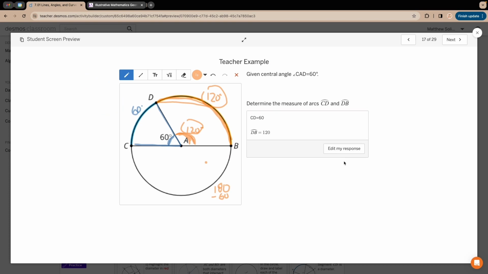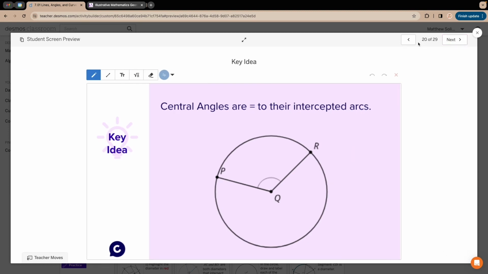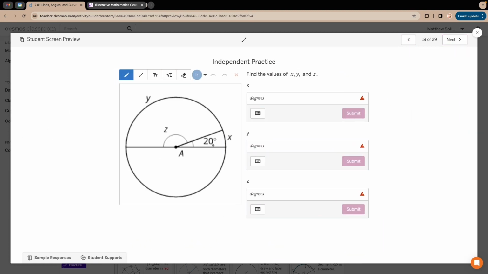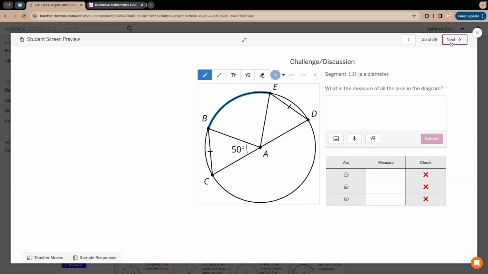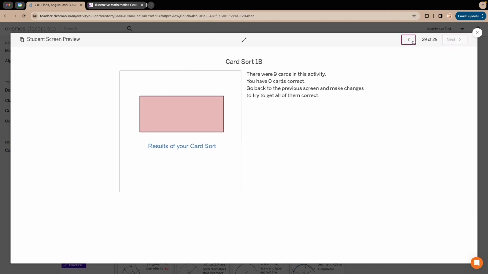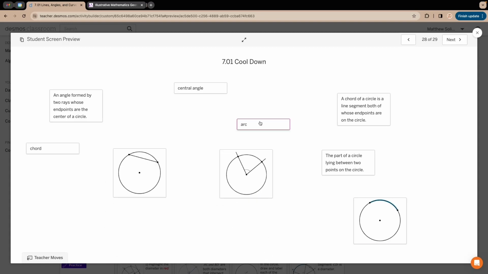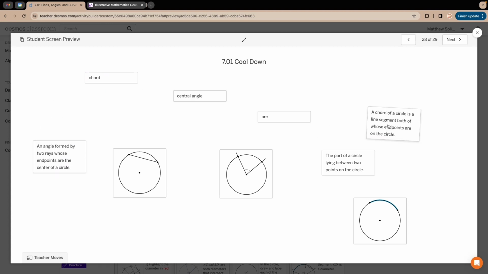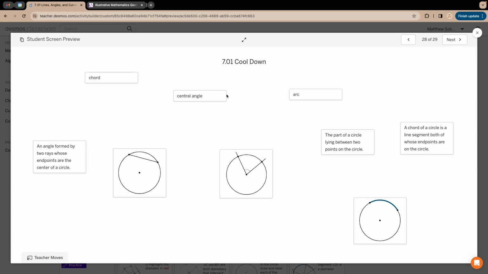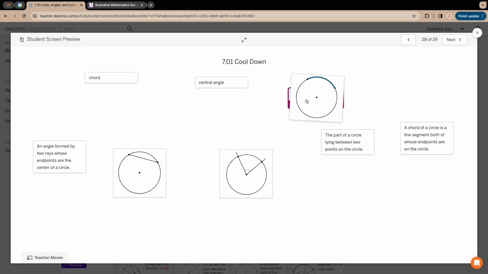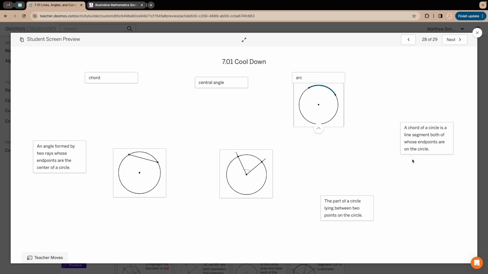All right, on the cool down, it's really just vocab, but we did some practice problems with finding missing angles and missing arcs. So you could try that practice problem. And then the cool down, you want to just match which one of these is the arc, which picture goes with arc, which one goes with central angle, which one goes with chord, and then also match the definition as well. So for example, this is arc, which is the definition of an arc that would also go there. Which one of these?